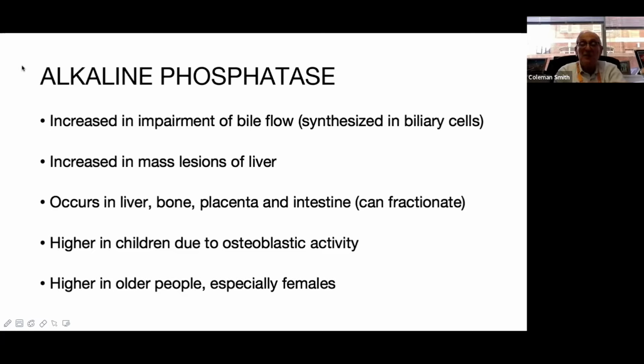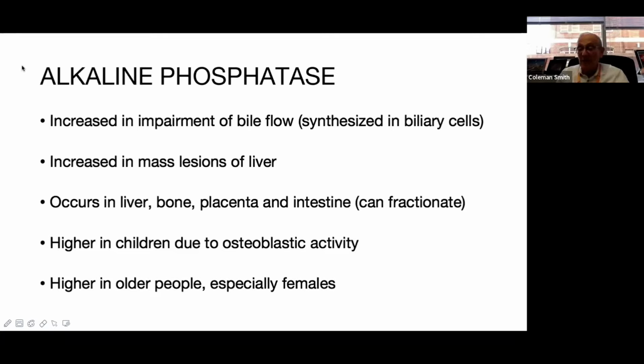Alkaline phosphatase is actually synthesized in biliary cells. So if there's problems with the biliary flow or there's mass lesions compressing associated bile ducts, often the alkaline phosphatase will go up. Once again, it's not specific for the liver. It can occur in the liver, the bone, placenta, and intestine. And you can actually order through the lab to fractionate it.